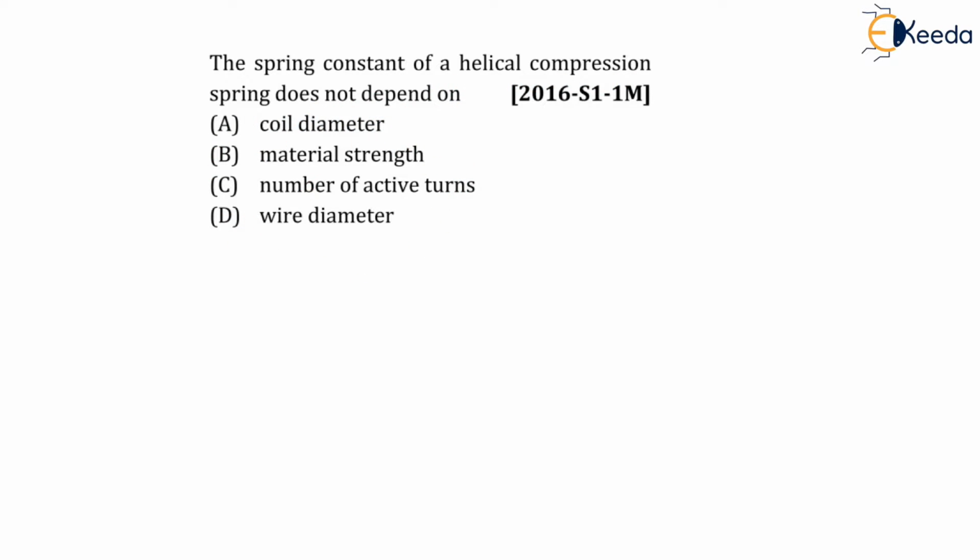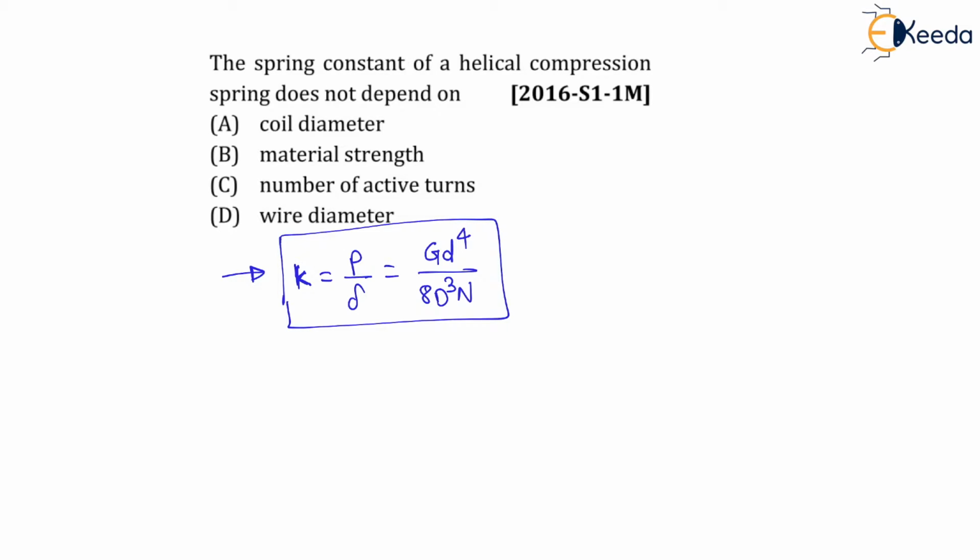Now they have given 4 options, right? Here they are asking the spring constant does not depend on. Now my dear students, we know that the spring constant is represented by K, which is also called spring stiffness, and this is given by force divided by deformation. In theory lectures we have proved this formula, which is nothing but G d^4 divided by 8 D^3 N. This is the formula for spring stiffness.